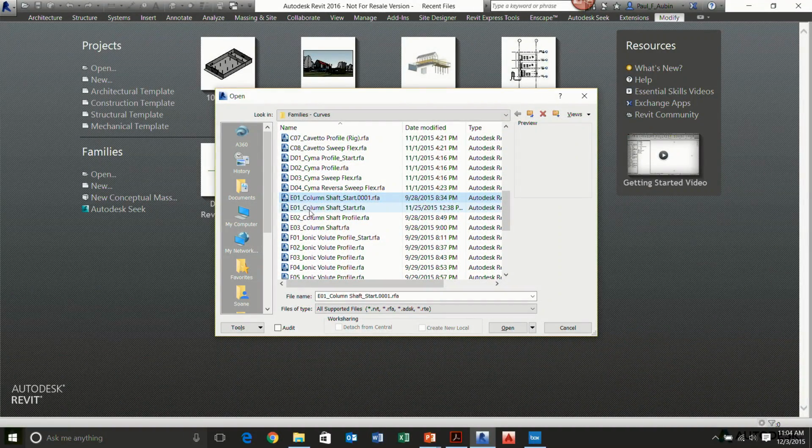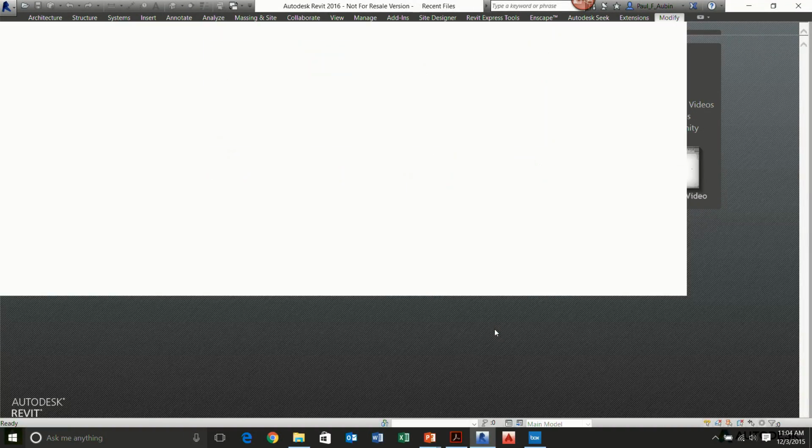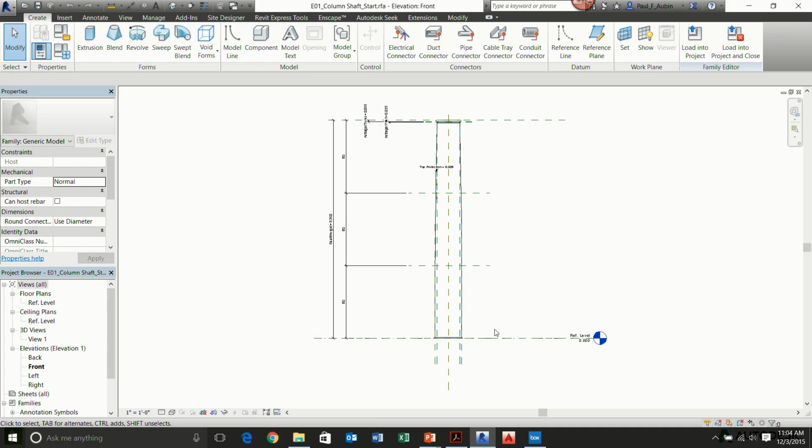E01, column shaft start, not the backup. Sorry about that. I don't usually include the backups. And for those of you on the cheat sheet, we're on page 6, okay? So you got a little something you can actually read instead of my screen way up there. I apologize in advance, especially to the people in the back.